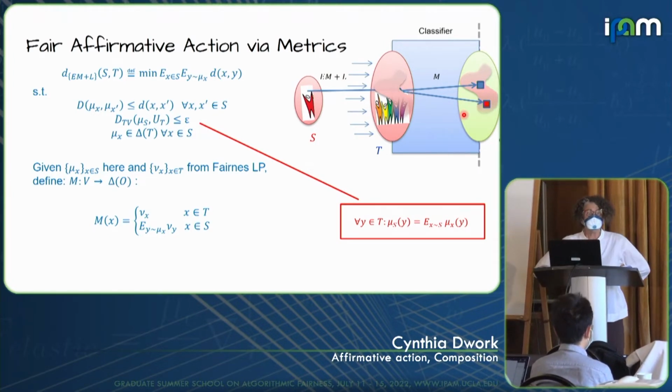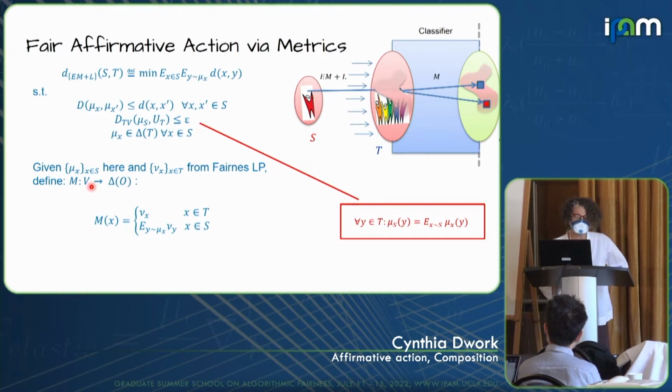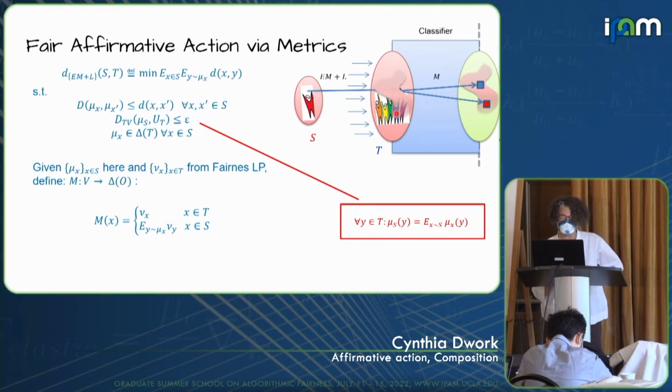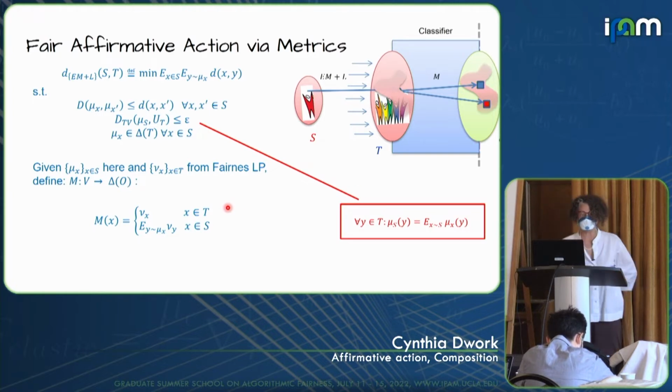Good. So here we have, assume that we're given now, I'm just spelling out what we've been saying. We have mappings from individuals in S to distributions on T. And we have the mappings from our fairness LP taking individuals in T to distributions on outcomes. Okay? So the overall mapping is going to be as follows.